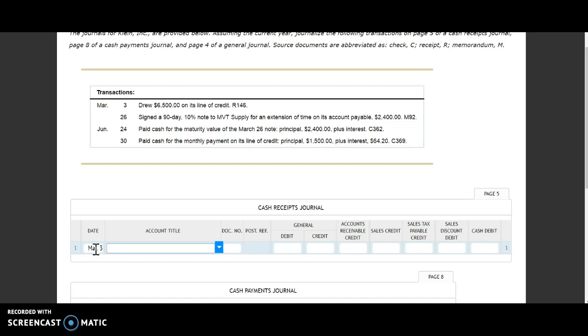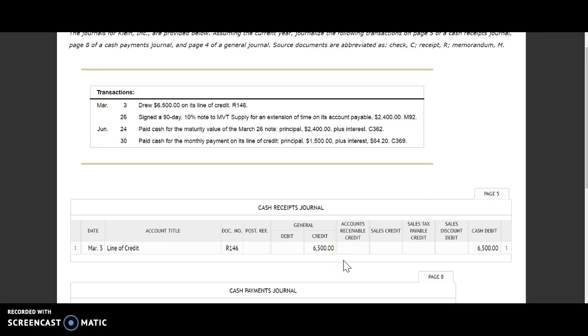When I receive cash, I know that I'm going to debit cash. So I'm going to automatically put in my debit to cash. So $6,500. Then I'm going to credit line of credit. And that's going to be receipt 146. I will credit that for the same amount of $6,500. I have a debit and credit that equal, so I'm going to move on to the 26th.